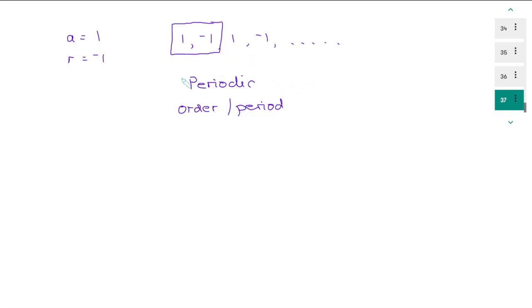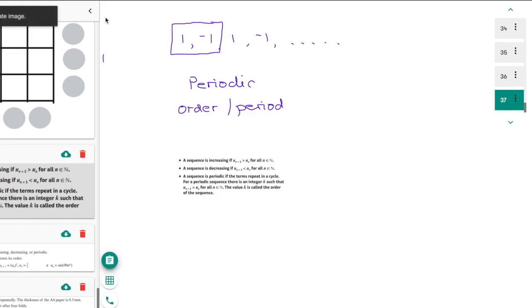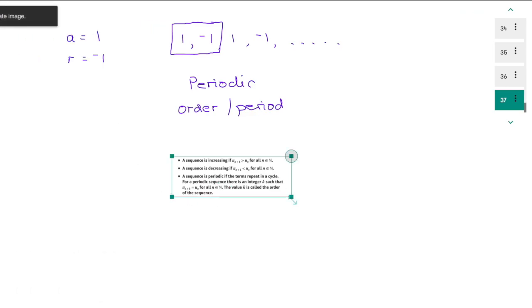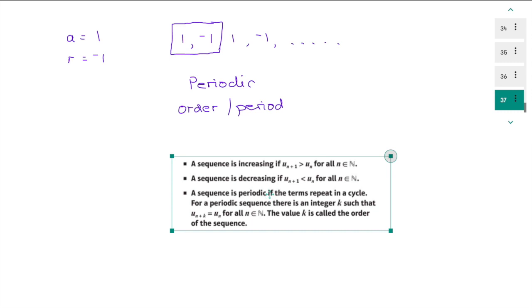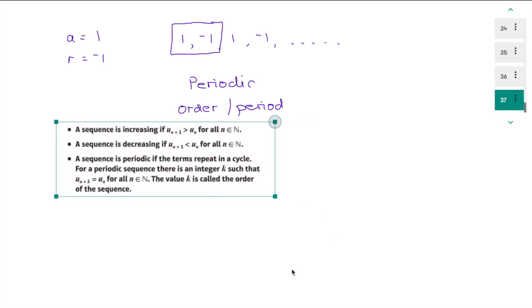But again, we need to be able to write these terms in a very strict mathematical language. So let's have a look. In fact, let me pull a definition for you. So here we go. Let's make that a little bit bigger. So you can see here, I've got the definitions of the increasing ones. We've already done increasing and decreasing. So here's our definition to look at for a periodic sequence. A sequence is periodic if the terms repeat in a cycle.